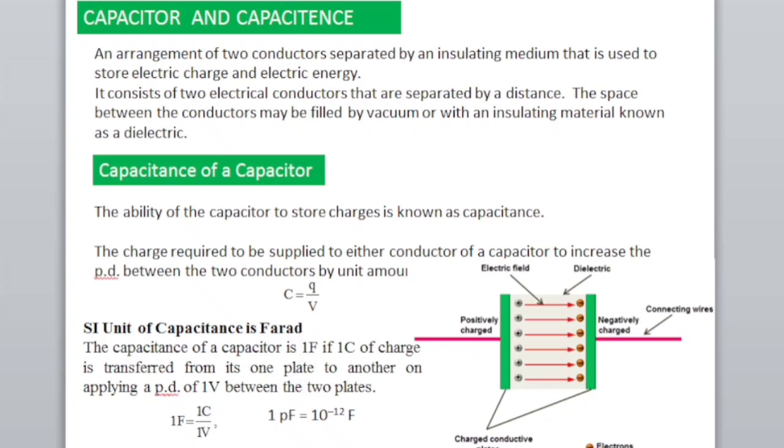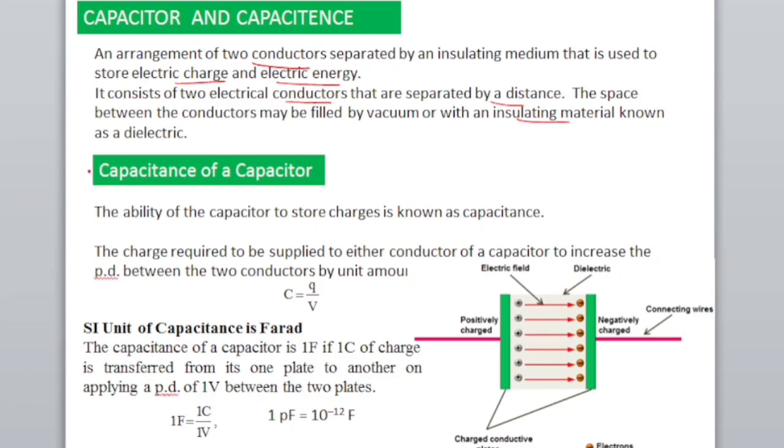After this, next is capacitor and capacitance. What do you mean by a capacitor? A capacitor is an arrangement of two conductors separated by an insulating medium that is used to store electric charge and electric energy. It is made up of two conducting plates separated by an insulating medium or free space. It consists of two conductors separated by some distance. The space between the conductors may be filled with an insulating material known as a dielectric.